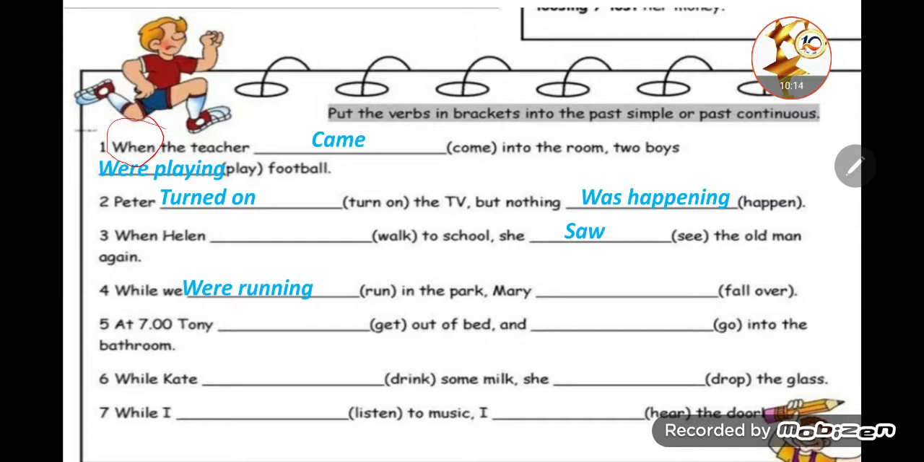Number 3, when Helen walked to school, she saw the old man again. Here, as I told you, for when, sometimes it's very rare to use verb ing after it. من جدا غير الشائع استخدام الverb ing وراها، ولكن here it's correct to use verb ing here. If I use walk, it's incorrect. إذا أنا استخدمت walk يا بنات incorrect. شو رأيكم أنتوا؟ correct ولا incorrect؟ Of course incorrect، لأنه رح تكون when Helen was walking.